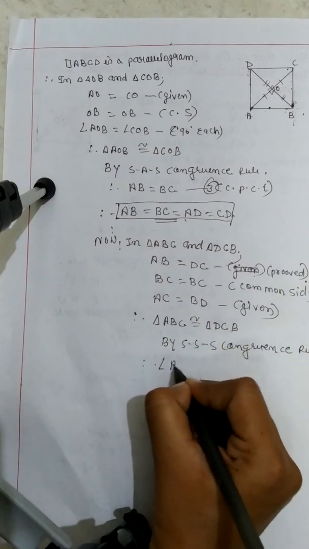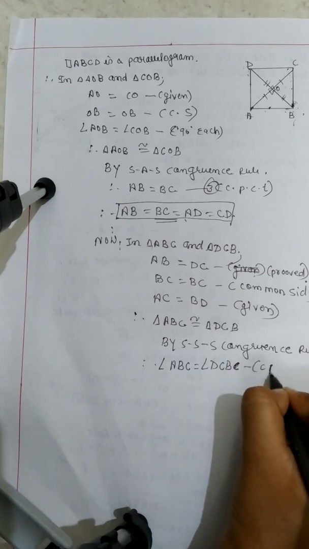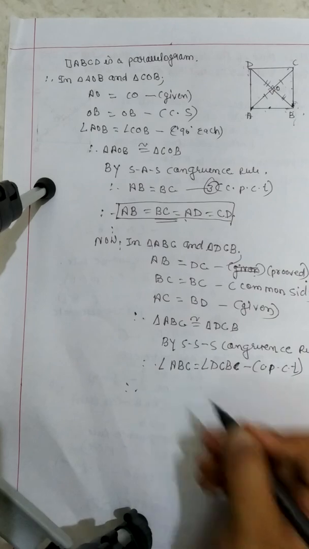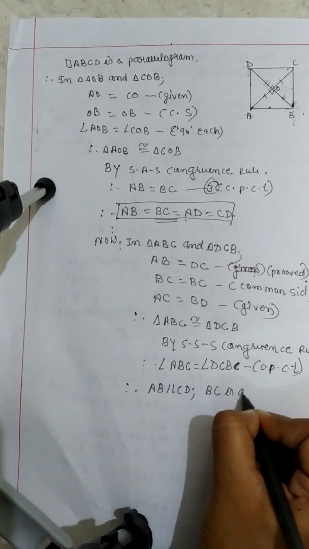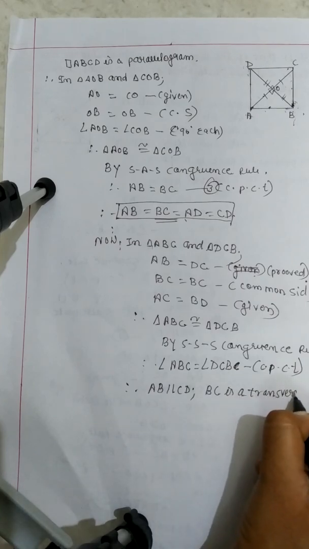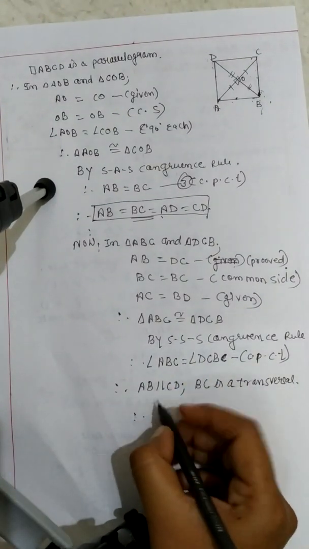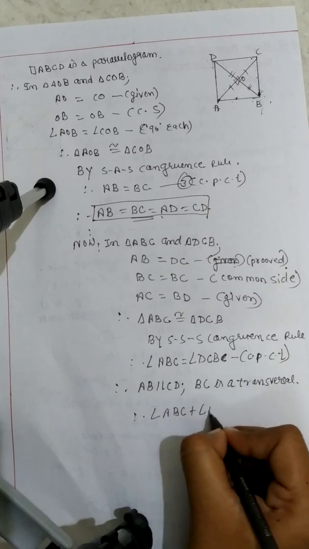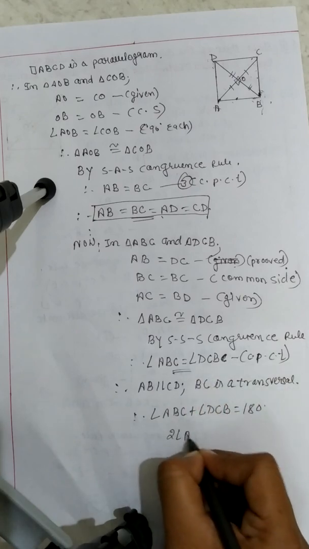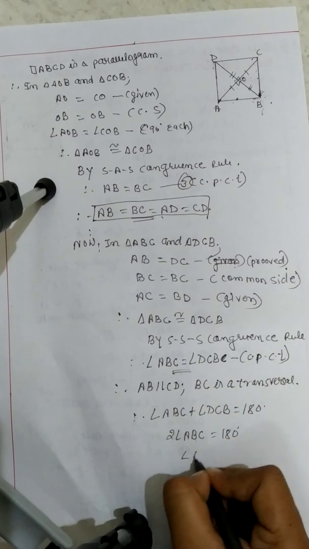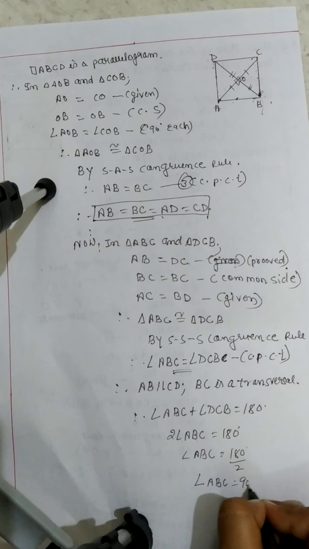So angle ABC is equal to angle DCB, the reason is CPCT. Now as we know that AB is parallel to CD and BC is a transversal, angle ABC plus angle DCB is equal to 180. These two angles are equal to each other, so 2 times ABC is equal to 180. So ABC is 180 by 2, therefore ABC is nothing but 90 degrees.